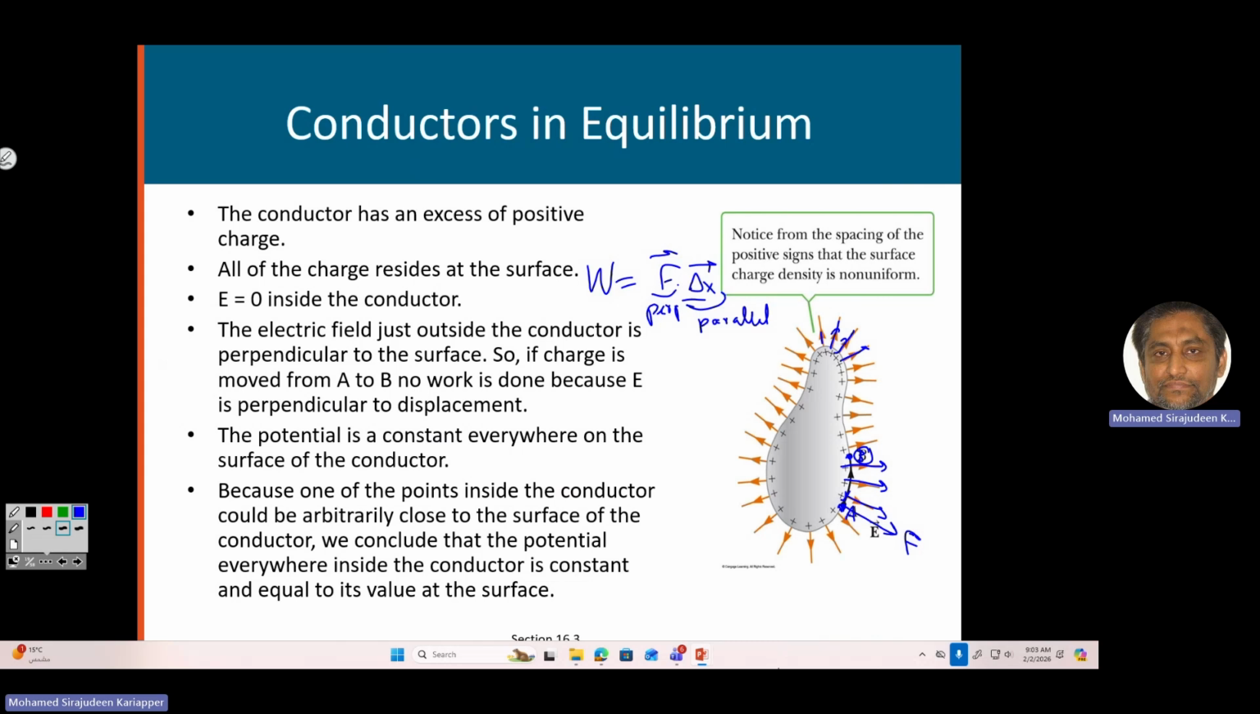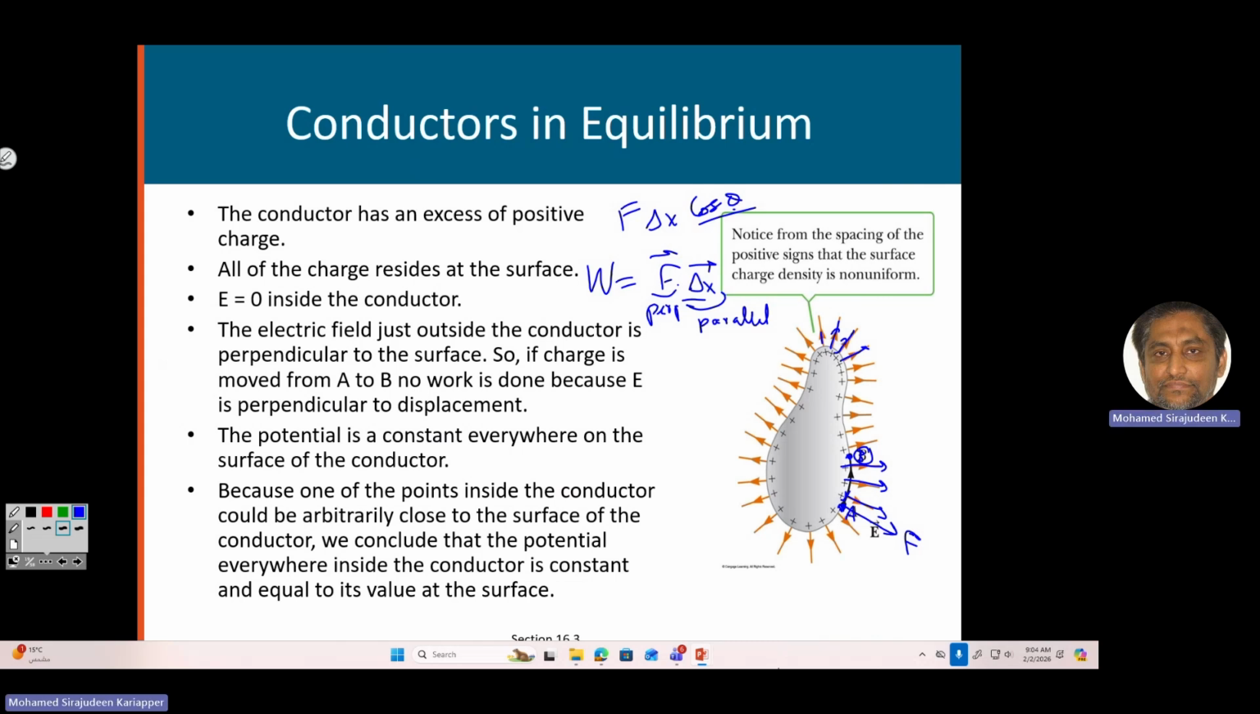What is the angle between F and delta x? It is 90 degrees. Cosine 90 is 0. Scalar product means we have a cosine, right? It's F delta x cosine theta. Theta is 90 all the time. Cosine 90 is 0. That will make the work done as you move a charge on the surface from point A to B zero. There will be no work done.